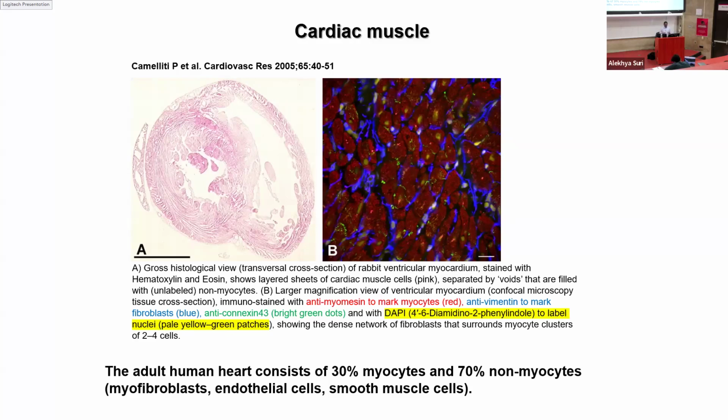But if you count the number of cells of different types, the cardiac muscle contains only 30% myocytes, and 70% are non-myocytes, which include fibroblasts, endothelial cells, and smooth muscle cells. However, if you look at the area, the 30% myocytes occupy most of the cardiac muscle. So that suggests that the myocytes are the major functional unit of the cardiac muscle, which is involved in contraction and relaxation. And the other cell types, like fibroblasts, endothelial cells, and smooth muscle cells, act as a supportive system for the cardiac muscle.